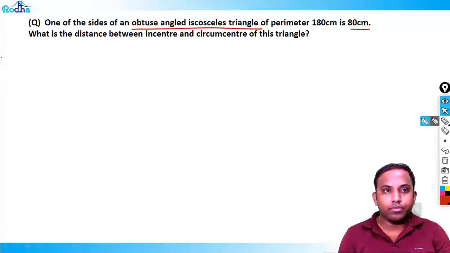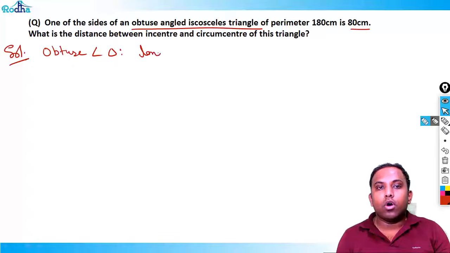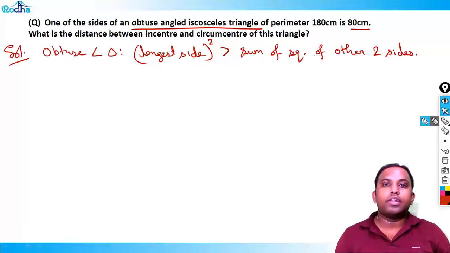So we'll solve it. Since it is an obtuse angle triangle, we know the condition for an obtuse angle triangle. If you remember, we did this. The longest side's square should be greater than the sum of squares of the other two sides. This is the condition for an obtuse angle triangle.